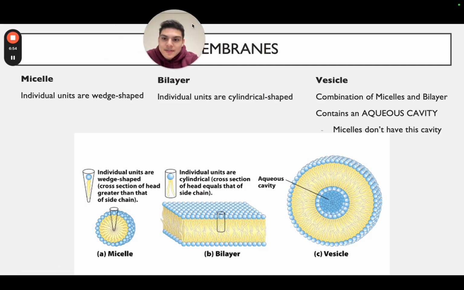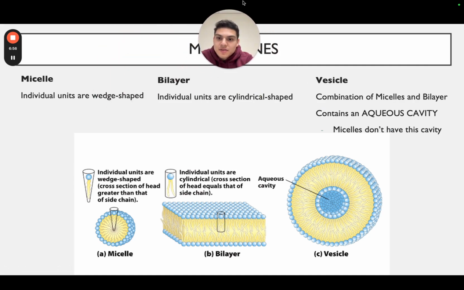And so what I wanted to emphasize is that there's a micelle, bilayer, and vesicles. In micelles, they're basically like soap molecules. The individual units are wedge shaped. So each phosphate tail has this wedge shape. You should definitely memorize this. Then the phospholipid bilayer is a cylinder shape where we have two fatty acid tails, whereas in the micelle, we only have one fatty acid tail.